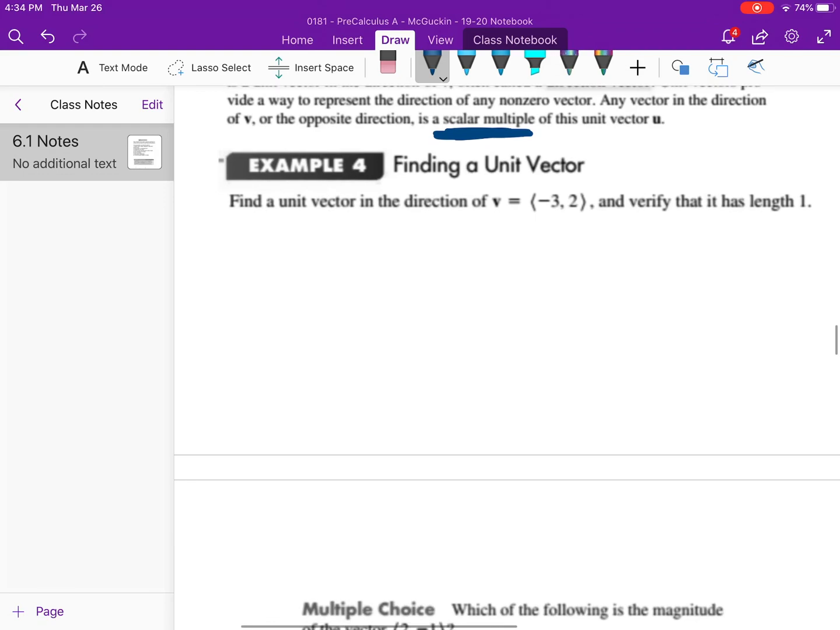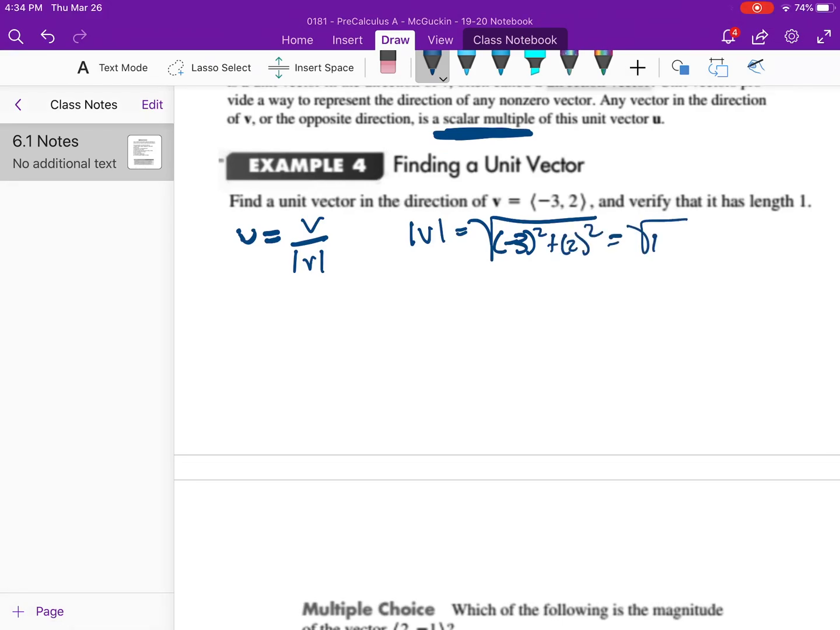Find a unit vector in the direction of -3, 2, and verify that it has a length of 1. First and foremost, let's find out what that magnitude is, because remember, the unit vector will equal our direction vector over its magnitude. So the magnitude of our direction vector would end up being the square root of -3 squared plus 2 squared, which would equal the square root of 13.